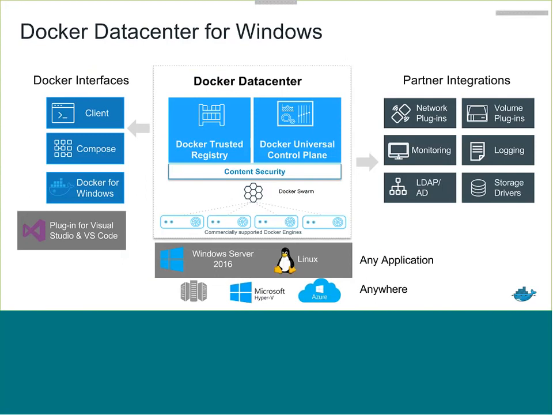Just to drill into what Docker Data Center is in slightly more detail, there are two main components. There's the Docker Trusted Registry, which is a hardened version of the Docker registry that you can install on-prem or in the cloud. That runs alongside the Docker Universal Control Plane, which is the graphical UI for managing both images and containerized apps running on top of a set of either or both Windows and Linux compute nodes.